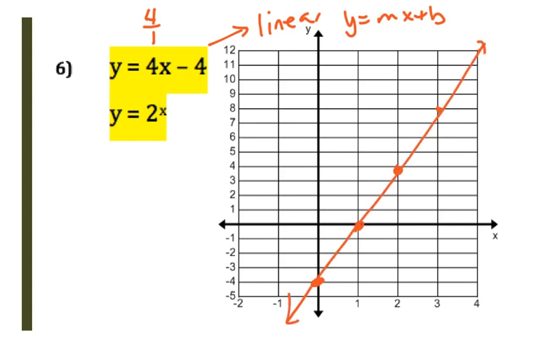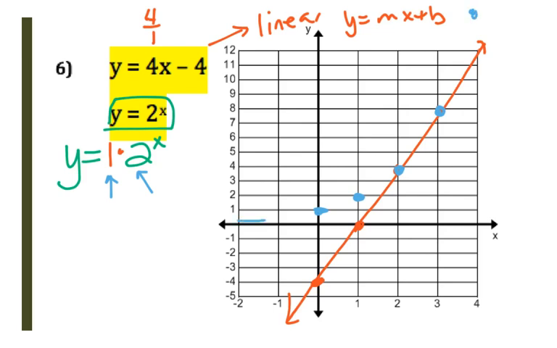Okay, now my second equation, this is exponential. Remember what we've done before, we've talked a lot about exponential equations. This is the same thing as 1 times 2 to the x power. So that means my initial value is 1, and it's going to double. If I start at 1 and I double that, I'll be at 2. Then if I double it again, I'm going to be at 4, then 8, then 16. So when I graph this equation, it's going to look like that.